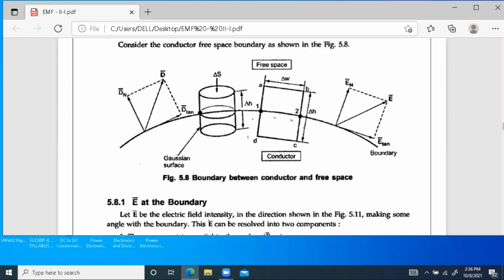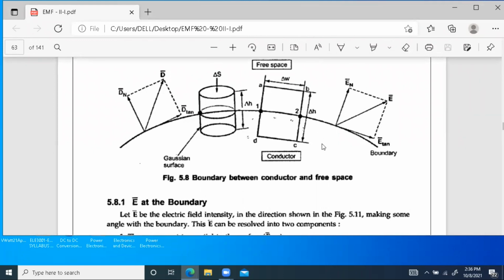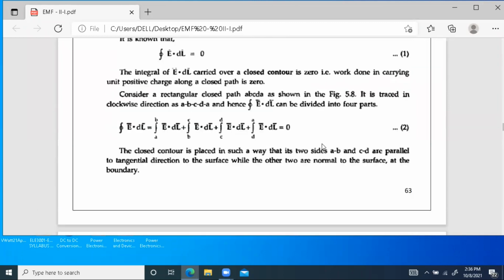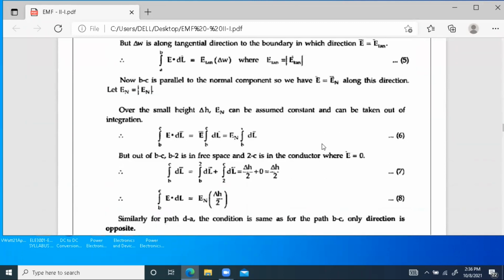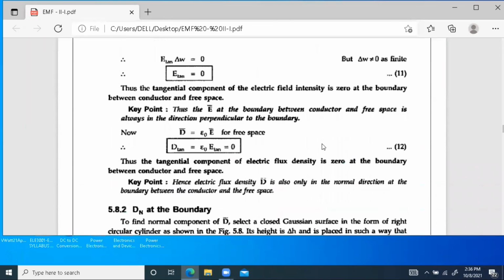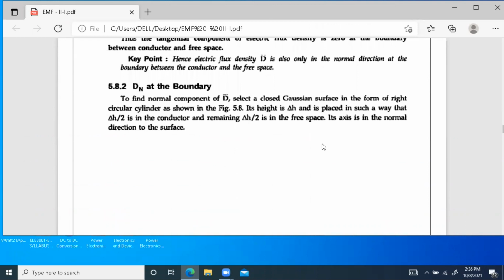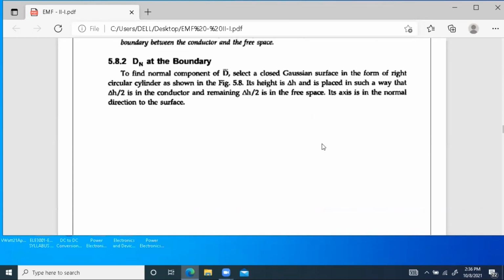So let us now look at the so we have that pillbox, right? So to find the normal component of the D, select a closed Gaussian surface in the form of a right circular cylinder as shown. Its height is delta H and is placed in such a way that delta H over 2 is in the conductor and the remaining delta H over 2 is in free space. Its axis is in the normal direction to the surface. We got that, right?